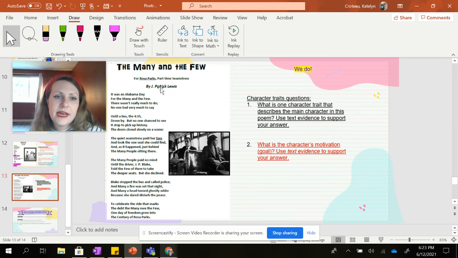So here's what it's called. The Many and the Few, for Rosa Parks, part-time seamstress. It was an Alabama day for the many and the few. There wasn't really much to do. No one had very much to say. Until a bus, the 415, drove by, but no one chanced to see. It stopped to pick up history. Doors closed slowly on a scene. The quiet seamstress paid her fare and took the one seat she could find. And as it happened, just behind the many people sitting there, the many people paid no mind until the driver, J.P. Blake, told the few of them to take the deeper seats.